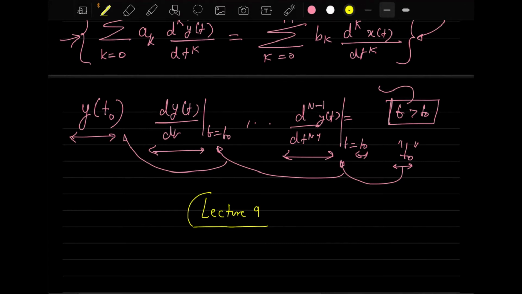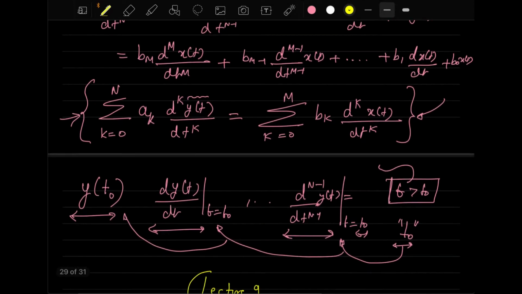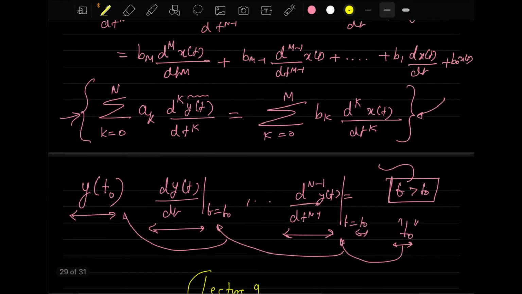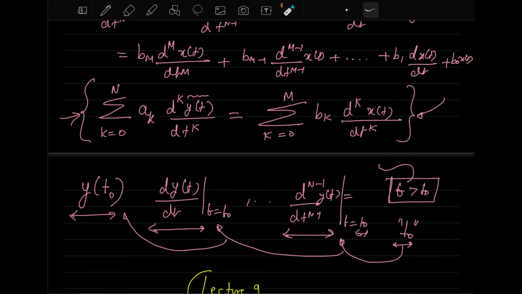So today, in the last class, what we discussed was differential equations, and what we saw was this is basically called a constant coefficient ordinary differential equation. And the important thing that we wanted to stress was that the solution of this differential equation can be obtained by using the initial conditions that we are posing over here.